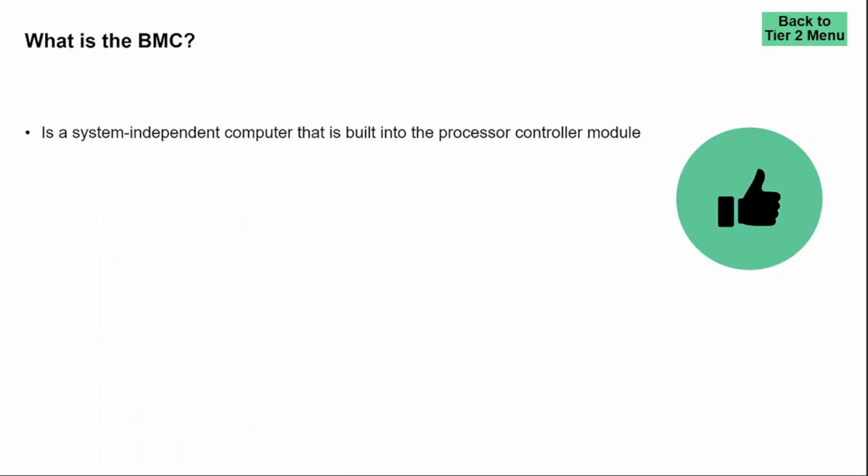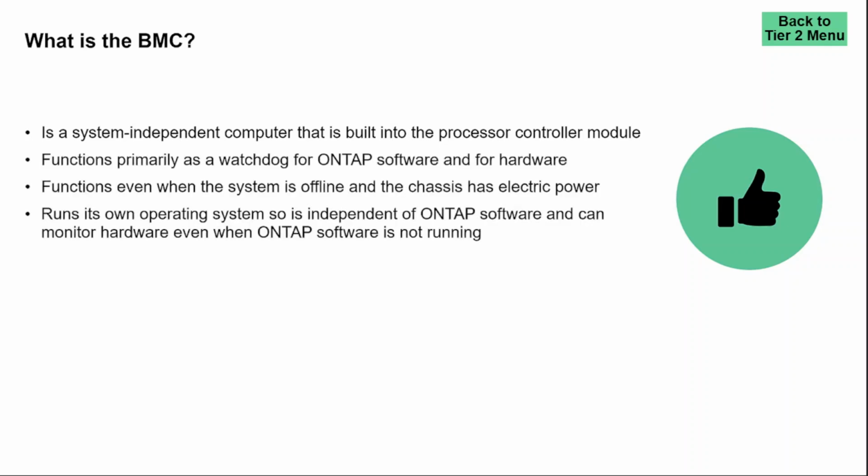Although the Baseboard Management Controller, or BMC, is mounted on the system board, it is otherwise independent of the system and of ONTAP software. The primary function of the BMC is to be the watchdog of the hardware and ONTAP software. As an external device, the BMC can detect when the hardware or software becomes unresponsive or stops working. The BMC can then trigger the HA partner to initiate a takeover. The BMC also sends AutoSupport email messages.